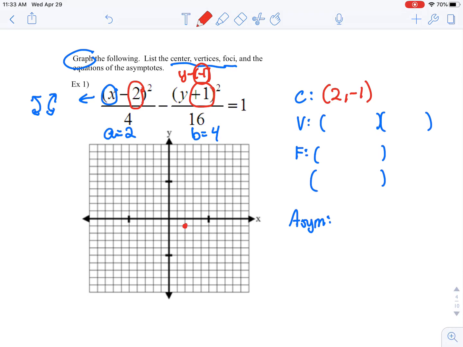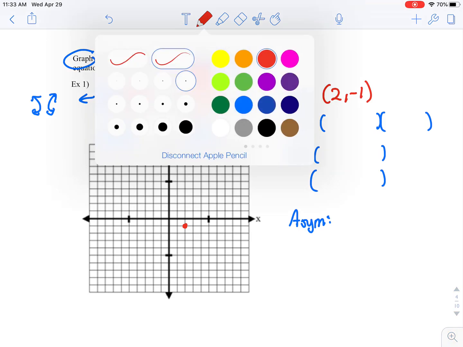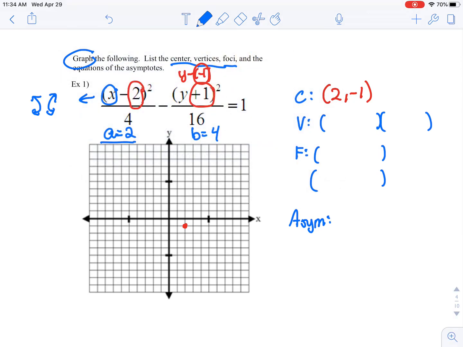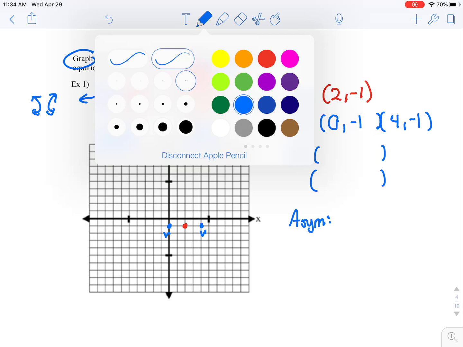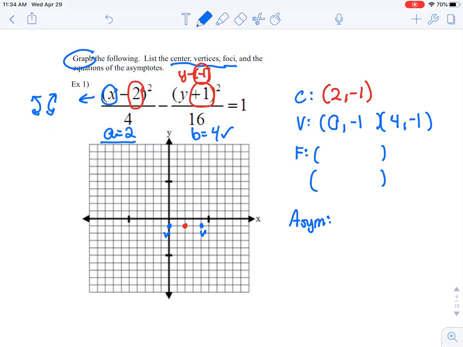And then from our center, we can start moving up, down, left, and right. Okay, we're going to start with moving left and right 2 places. So we'll go 2 places right, 2 places left. And remember, these are our vertices. So our vertices are at 0, negative 1, and 4, negative 1. Okay, then we're going to be going up and down 4 places. I'll stay with blue. We're going to go up and down 4 places. So 1, 2, 3, 4, 1, 2, 3, 4.